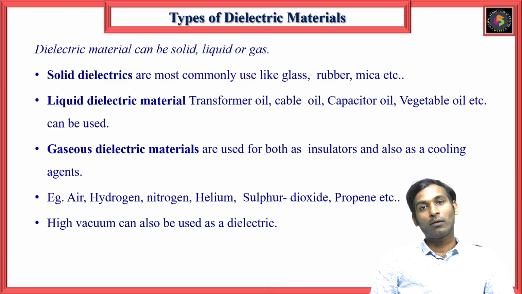Coming to the next slide, what are the types of dielectric material? The measurement of dielectric material can be done in different ways. For example, solid dielectrics most commonly used are glass, rubber and mica. These dielectric materials are insulating materials. Teflon is also one example of a dielectric material. Coming to liquid dielectric material, alcohol is one example, water is also a good example of liquid dielectric material, and also kerosene.